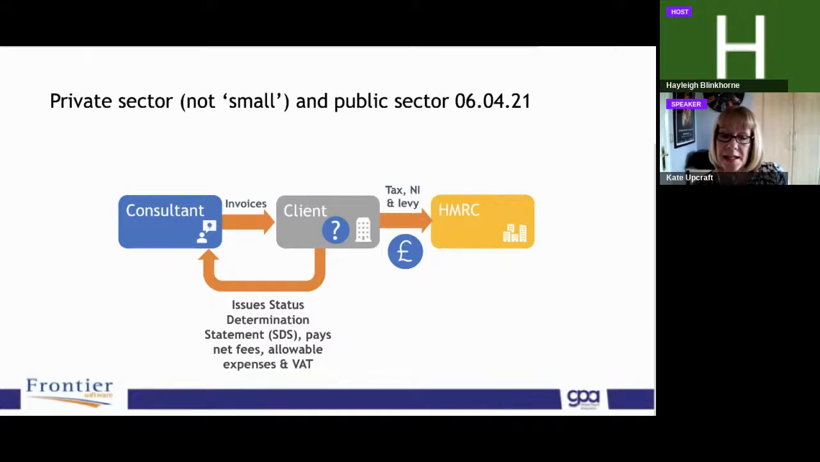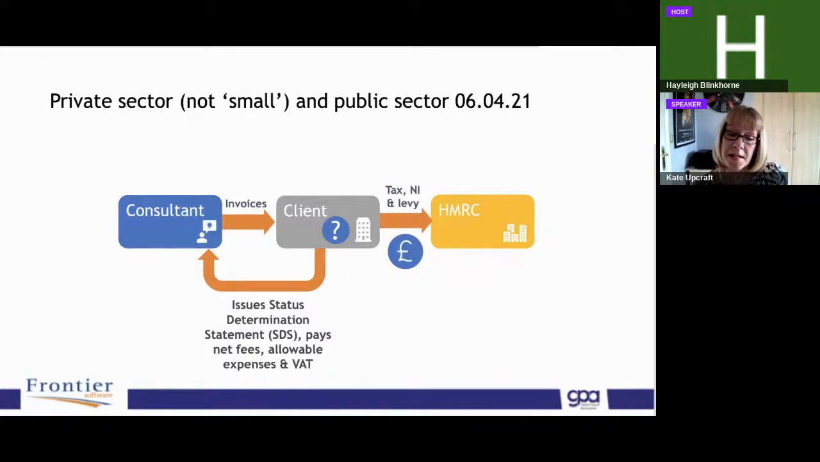If that's the case, the consultant will receive a status determination statement confirming that, and will therefore understand that when they invoice the client, they won't have their invoice paid gross anymore. They'll receive the fees, net of tax and NI, and only the VAT and any allowable expenses, which won't be the same expenses as they might have had historically as a consultant. That's what will be paid into the consultant's company bank account.